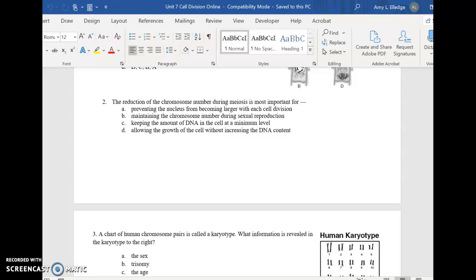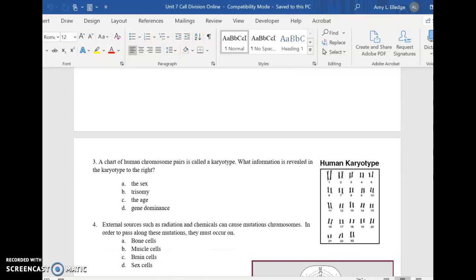So just in case, let's look at the other answers. Keeping the amount of DNA in the cell at a minimum level. Now, you don't want your DNA at a minimum level. You need the amount of DNA you normally have. All right, and then D, allowing the growth of the cell without increasing DNA content. Well, you're not trying to increase your DNA content anyways, but your cell size should also stay the same. It only grows during interphase right before it splits. So yes, the correct answer should be B, maintaining your chromosome number.